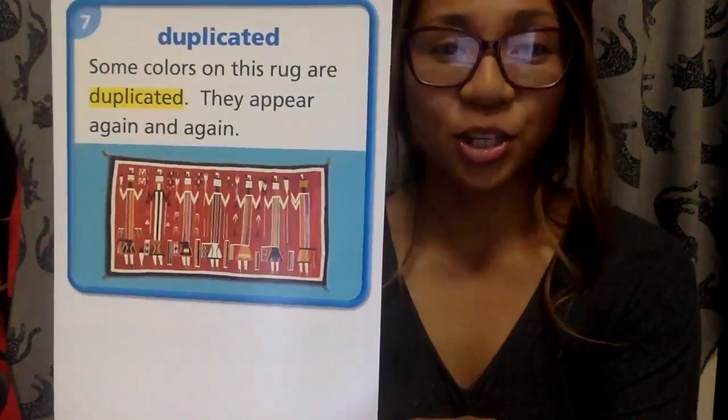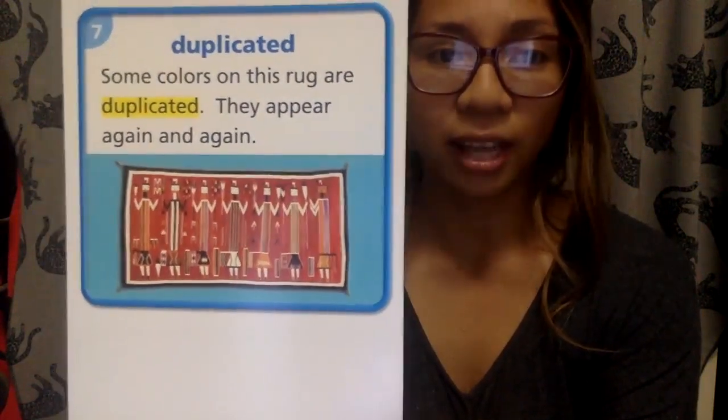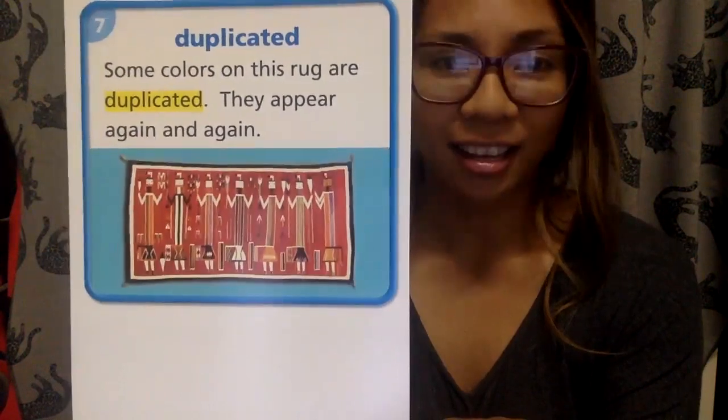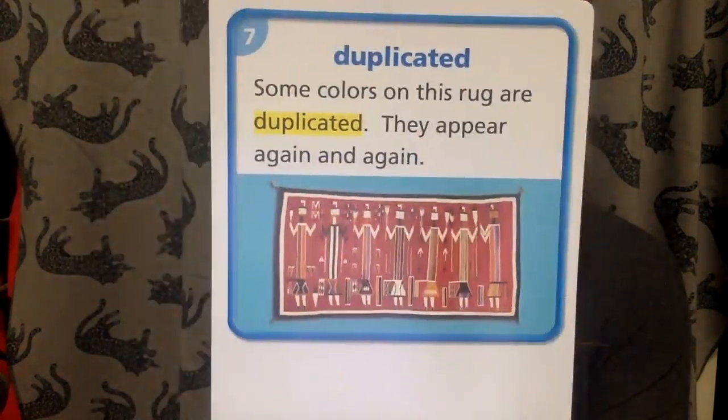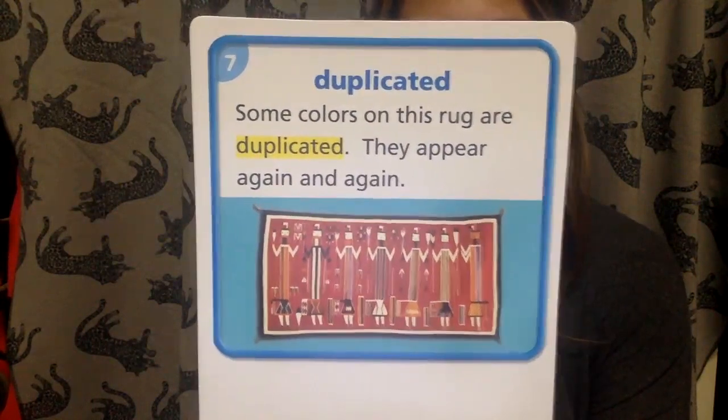Next word is duplicated. Some colors on this rug are duplicated. They appear again and again. Duplicated means you made an exact copy of it.